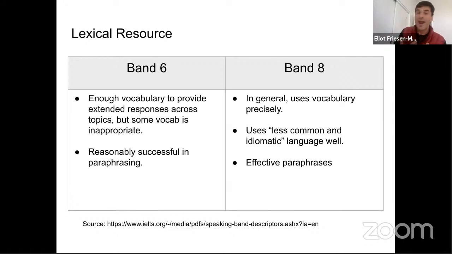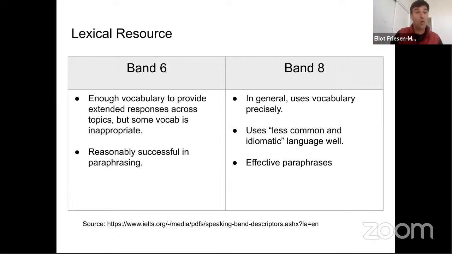So they also are able to use less common and idiomatic language well, okay? This doesn't mean that every single response you have in your interview needs to have idioms and phrasal verbs and really uncommon academic language. Not every response needs to have that. It would probably be weird and unusual in part 1, for example, if you're using a lot of really fancy words that seem unnatural for those kinds of questions, right? You don't need lots and lots of fancy words that you just learned a couple of weeks ago as you're studying vocabulary.